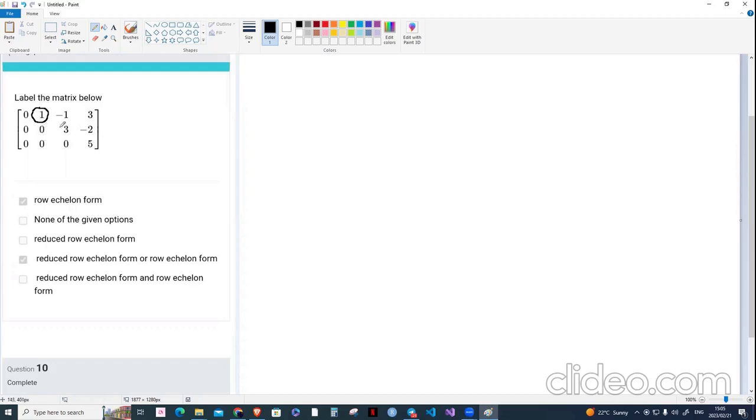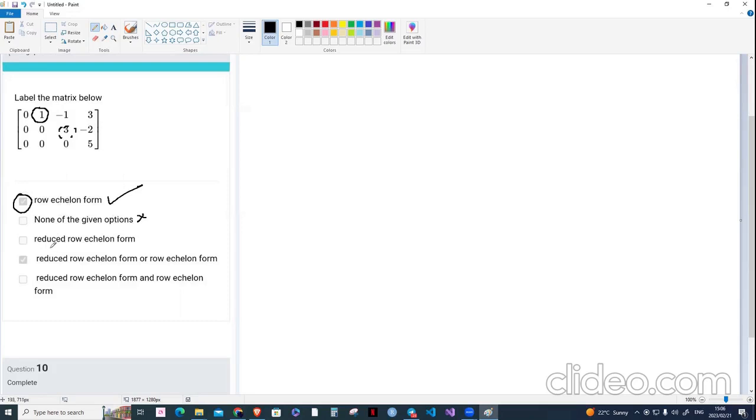Move on to the next row. Starting from here, on the right, the first number we need to check is this one, 3. If 3 was a 0, we would check the other one, but we start from the right of this one. 3 is a number, great. So we circle it as our pivot point. Below 3 is a 0, yes. So this is correct. So this one will be wrong because it says none of the given options, but we already have an option.